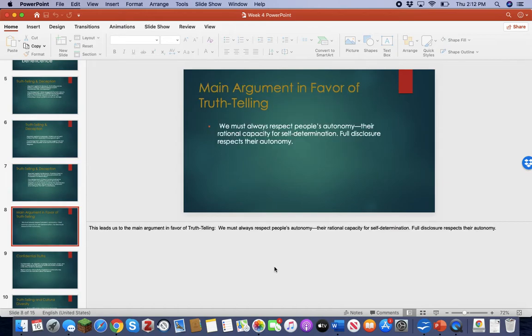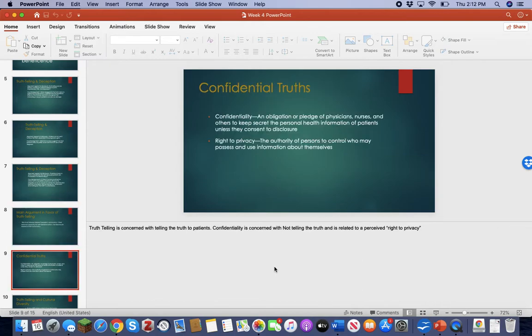The main argument in favor of truth-telling is this: we must always respect people's autonomy, their rational capacity for self-determination. Full disclosure respects their autonomy. Truth-telling is concerned with telling the truth to patients. Confidentiality is concerned with not telling the truth to other people besides the patients, and is related to the perceived right to privacy.